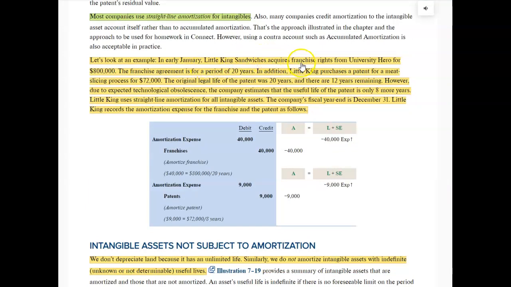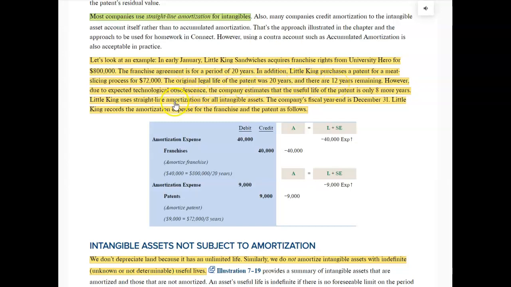Here we have a franchise, and Little King's Sandwiches purchased franchise rights for $800,000. And it's for a period of 20 years. In addition, they purchased a patent for a meat slicing process of $72,000. So 2 assets were purchased. In fact, 2 intangible assets. The franchise, $800,000, good for 20 years, and the patent for a meat slicing for $72,000. And let's see, the patent, 12 years remaining. It was 20 years, 12 years remaining.